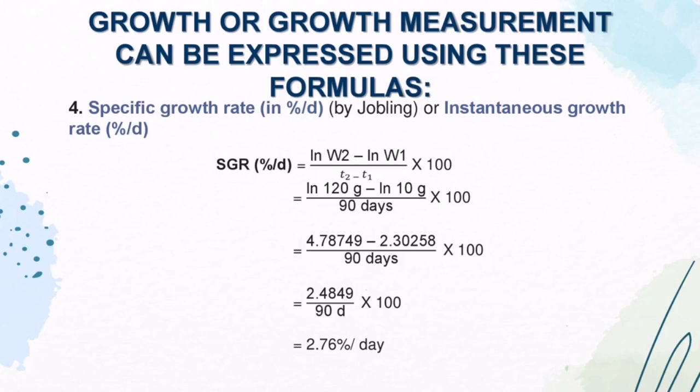The specific growth rate is a term used in aquaculture to estimate the production of fish after a certain period. SGR is equal to the initial weight multiplied by the final weight in grams, which is then subtracted from the same equation but then multiplied by 100. Then it is divided by time in days. The answer of this equation is 2.76% per day.